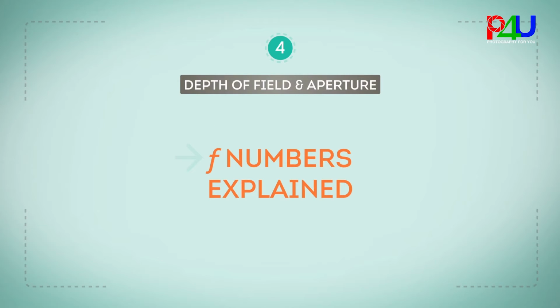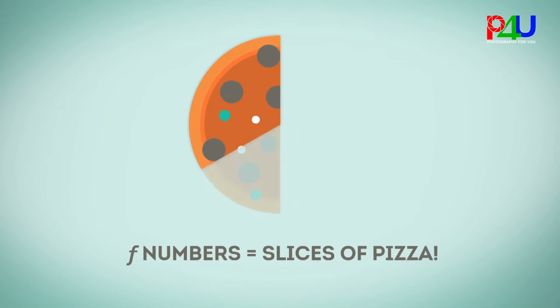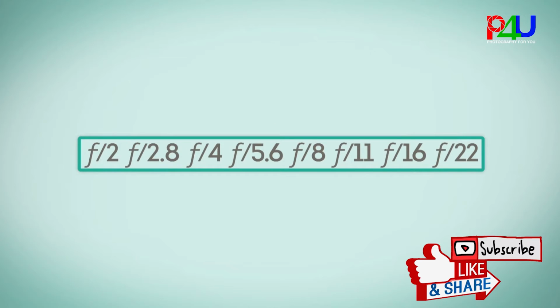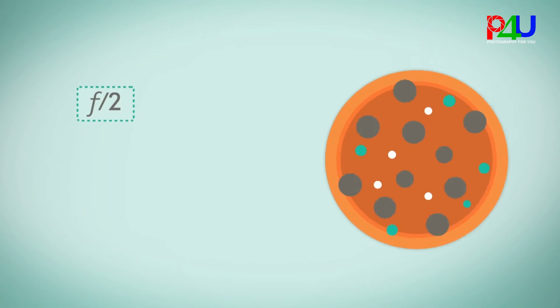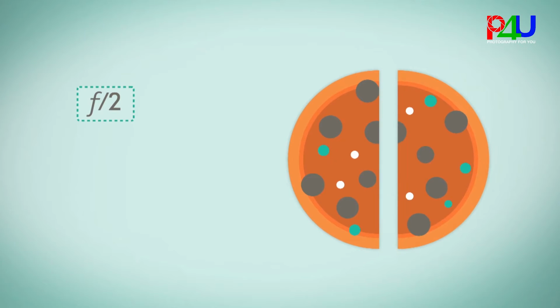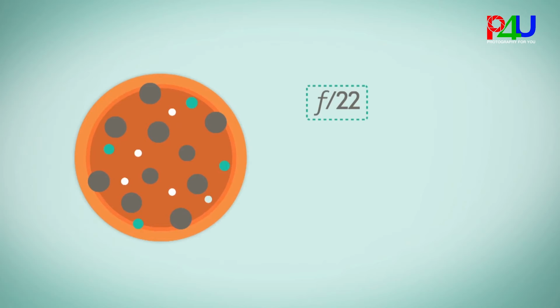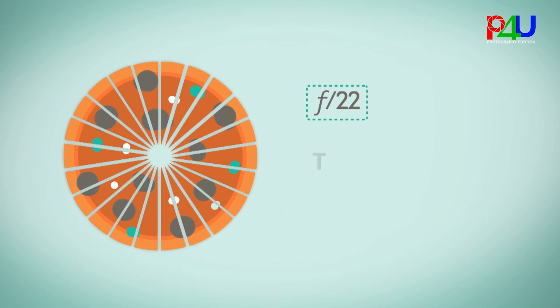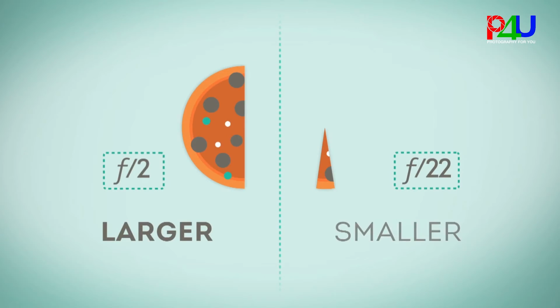Let's look at an example to make the F numbers a little easier to understand. Think of F numbers as a number of slices you can cut from a whole pizza. Take two examples, F2 and F22. At F2, we cut the whole pizza into two slices, which gives us two very large slices of pizza. At F22, we cut the whole pizza into 22 slices, giving us 22 very small slices of pizza. So, F2 is larger than F22.